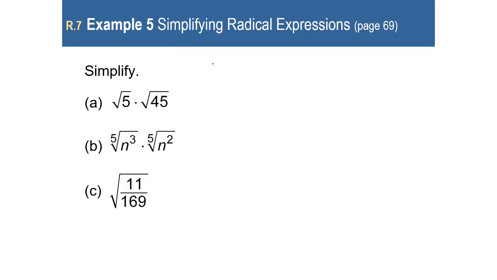In example 5, we need another formula. This formula is the nth root of a times the nth root of b is equal to the nth root of ab. What this formula is stating is if we have the root of a number times a root of a number with the same index, we could just combine the radicands together into one big radical.